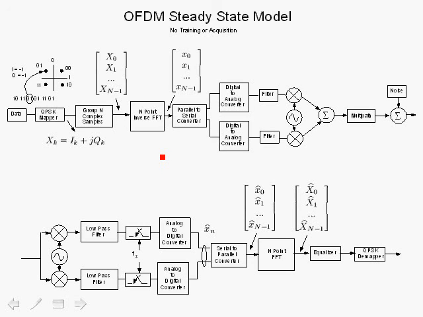We will refer at this stage to this block diagram as the steady state OFDM model, since we are absolutely ignoring training and acquisition, which we will describe in detail when we present 802.11a. At this point, we are just interested in the actual end-to-end modeling and formulation of an OFDM transmitter and receiver.